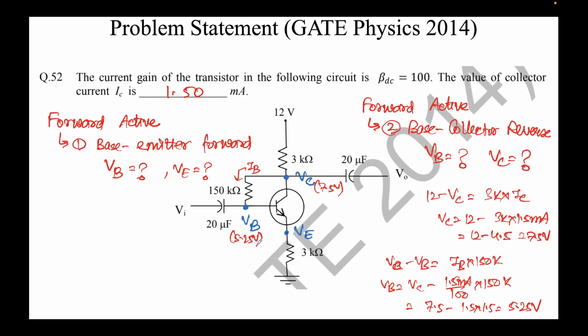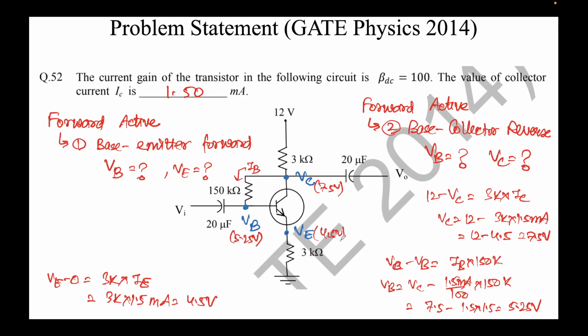What's left is VE. How do we get VE? We apply Ohm's law across this resistor. So VE minus 0 equals 3k times IE. Now this is just a simple check, so I can assume IE is approximately equal to IC. So this will be 3k times 1.5 milliamps, which is 4.5 volts. So I have obtained VE as 4.5 volts.